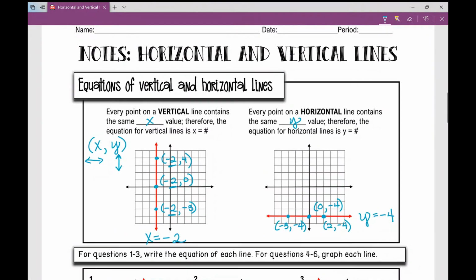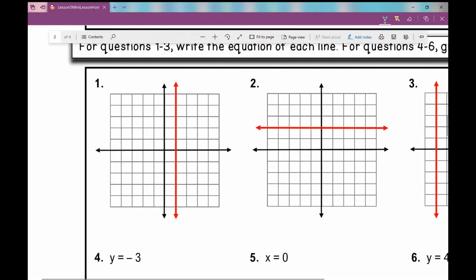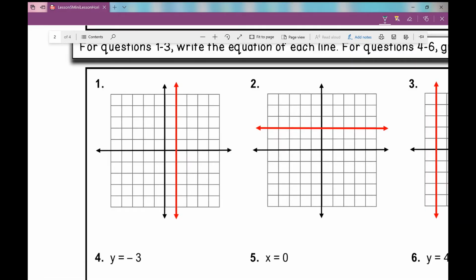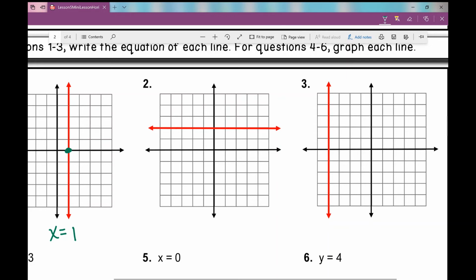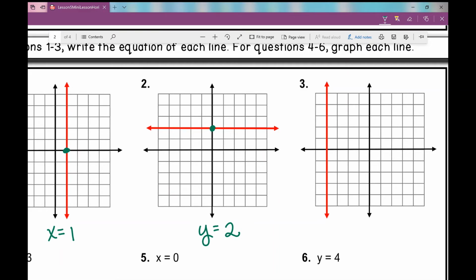Let's go through some examples. Number 1, that's a vertical line. Automatically, I know it's x equals, where does it cross my x-axis? At 1, so it's x equals 1. Let's look at number 2. That's a horizontal line. Automatically, I know it's y equals a number. Where does it cross my y-axis? +2. Y equals 2. Number 3, what would that be? X equals or y equals? X equals, where does it cross that x-axis? There's 0, -1, -2, -3, at -4, so x equals -4.